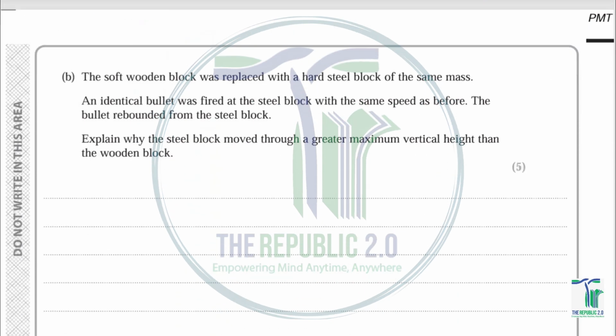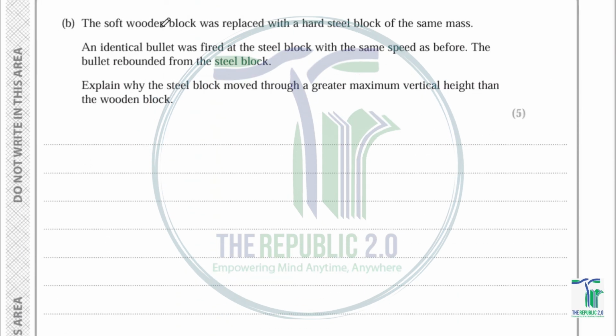Now, in part B, the soft wooden block was replaced with a hard steel block of the same mass. An identical bullet was fired at the steel block with the same speed as before. The bullet rebounded from the steel block. Explain why the steel block moved through a greater maximum vertical height than the wooden block. So first of all, we need to talk about why the steel block could move a greater maximum vertical height than the wooden block.